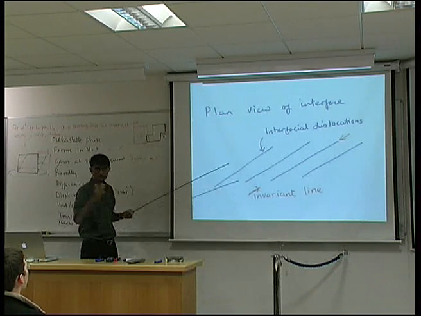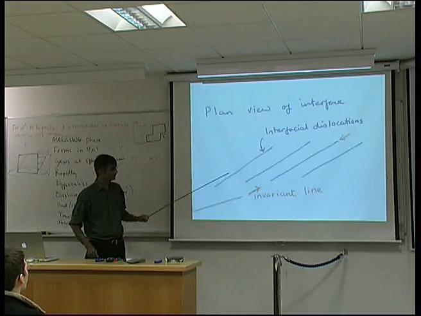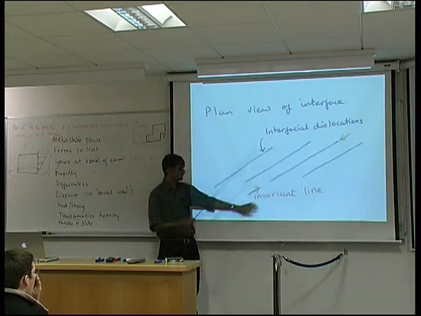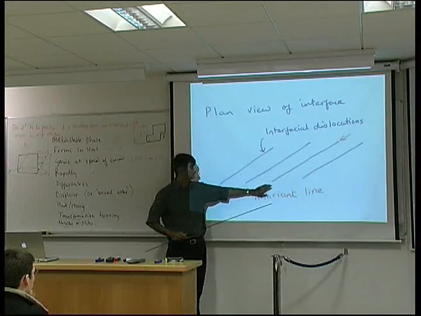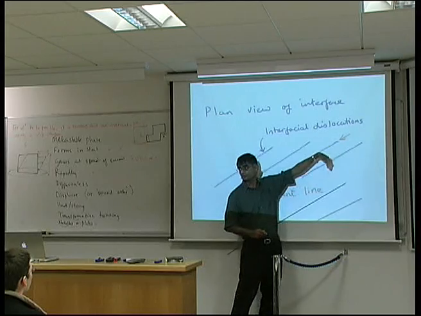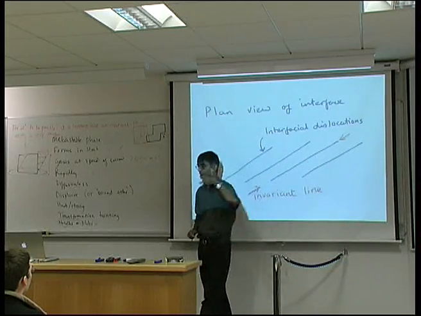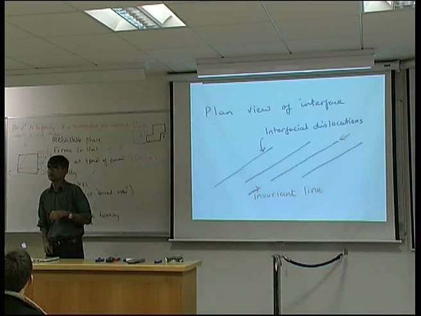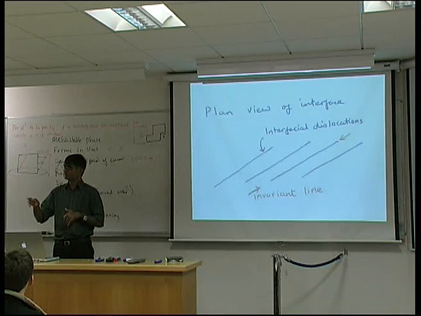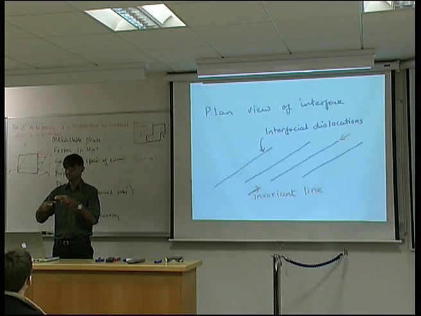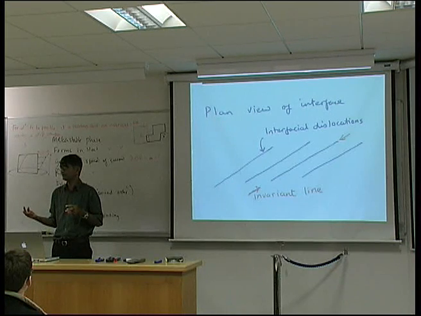And of course, if we look at the interface, a plan view of the interface, then you see a single array of dislocations and they lie along this invariant line because there is absolutely no misfit along that line. So we don't need another set of dislocations to accommodate any misfit parallel to that line. In general, you never need more than two sets of dislocations to accommodate an arbitrary misfit, because, you know, by defining two vectors, you define the whole plane.